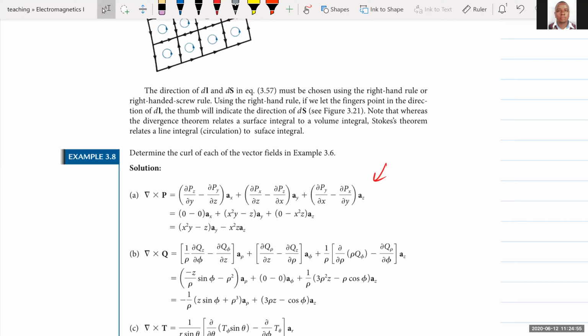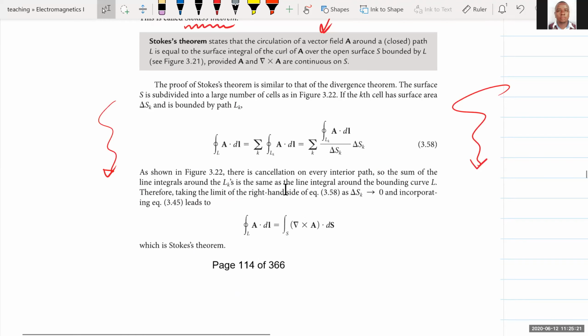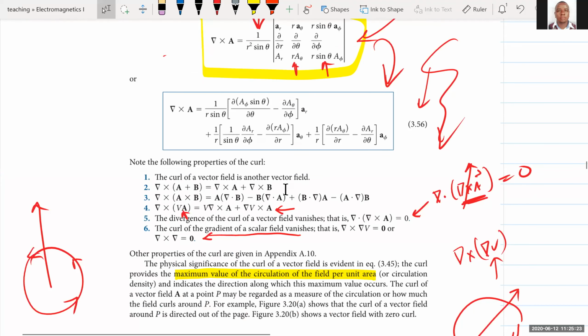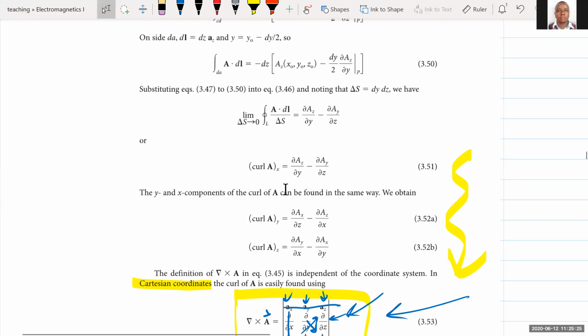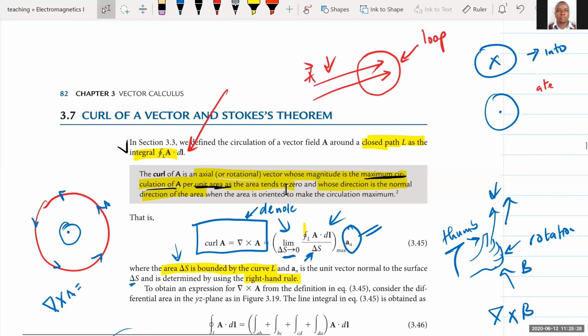The example 3.8 asks us how do you find the curl of P. Curl of P is defined as, the first thing is, P is the one that is referred to in example 3.6. Example 3.6 was where? Let's go for 3.6.